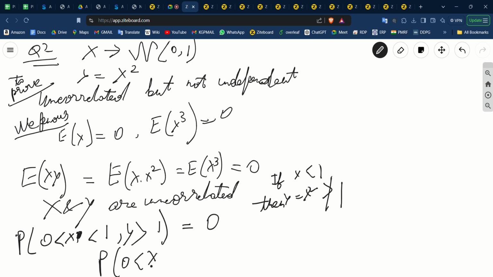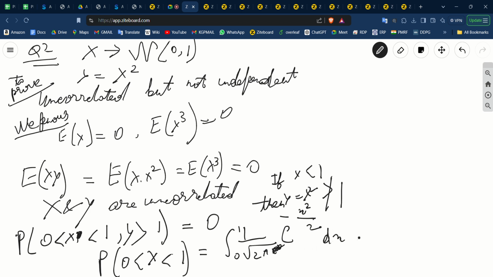P of 0 less than x less than 1. What is this? This is nothing but a number, the integration of the Gaussian between 0 and 1. So this is the integral from 0 to 1 of 1 by root 2 pi, e to the power minus x square by 2 dx. So this is the answer. This is some number, let's say k.